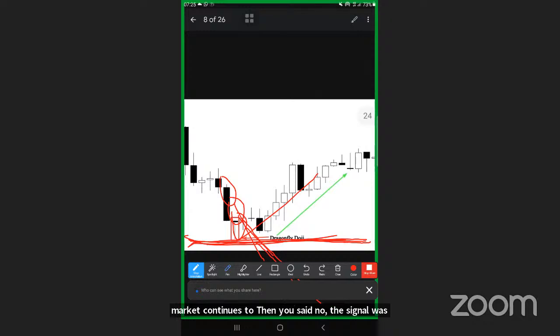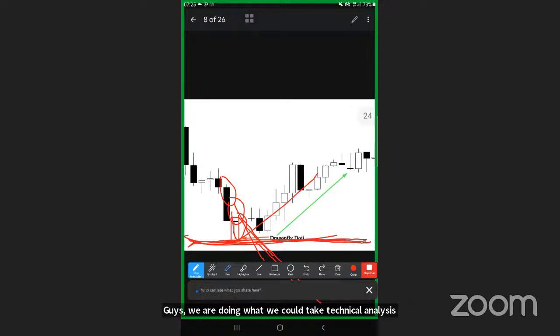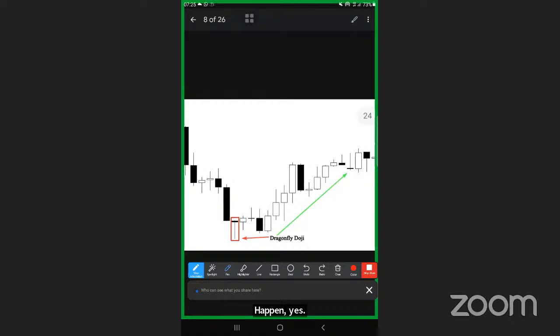Then you say, no, the signal was wrong. Guys, we are doing technical analysis. Anything can happen. Technically, the signal was correct because this was the area of support. But anything can happen. The beauty is that we are trading with a robot, but this is just extra knowledge.